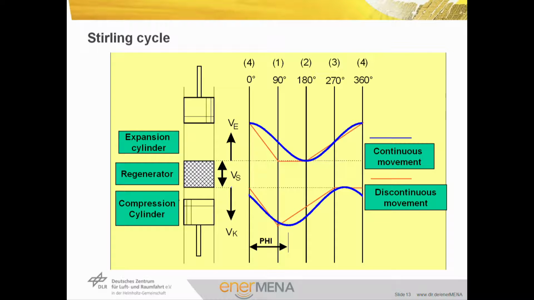In this slide, you can see the position of the piston during the cycle. The red line is the movement of the pistons in a theoretical cycle, and the blue line describes the movement of the piston in a real engine when the pistons are connected to a crankshaft. The piston movement is describing a sinus and there's a phase angle between the movement of both pistons.